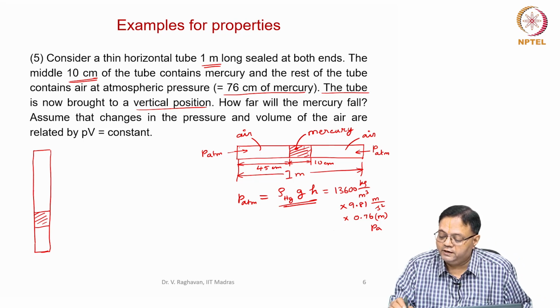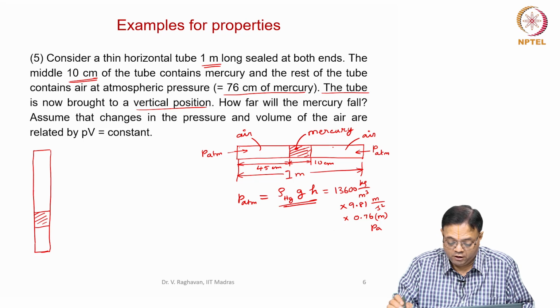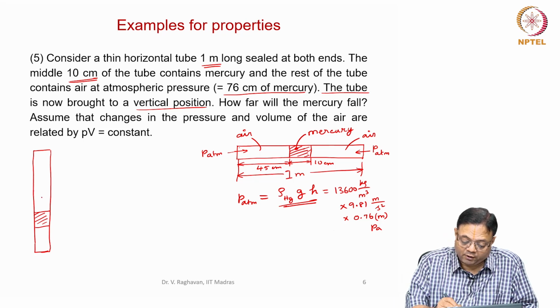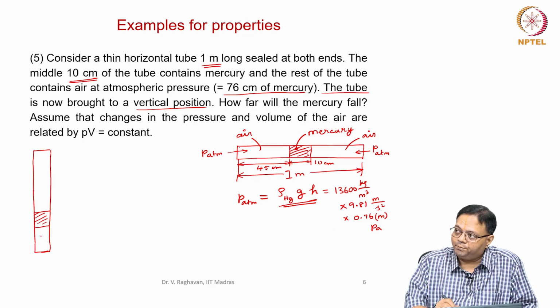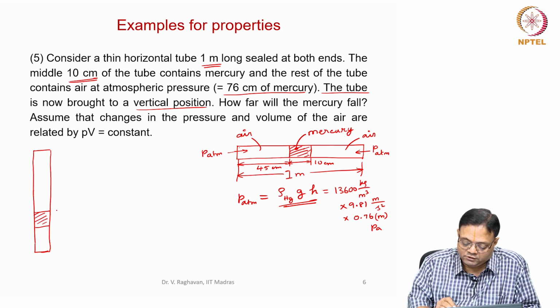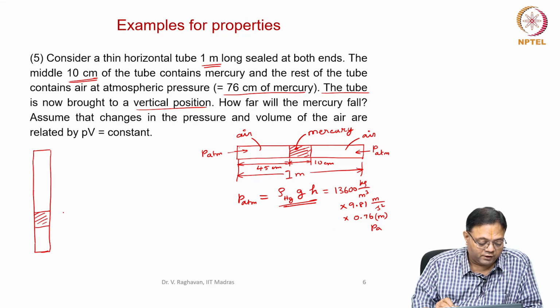So both sides initially have air. Here the mercury will come down and basically compress this air. Okay, so how much distance will it fall? That's what it is asking.